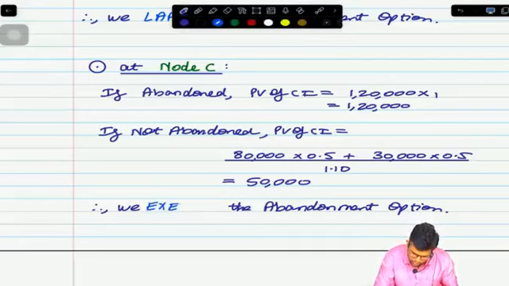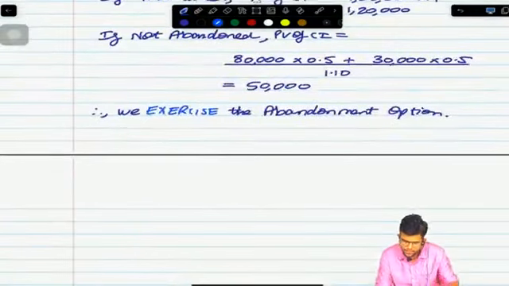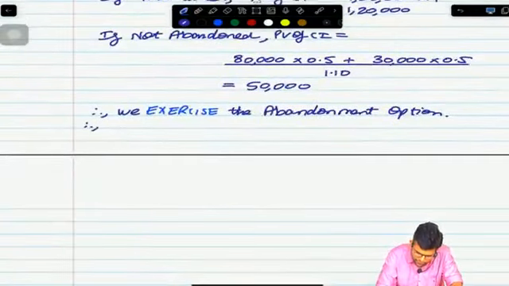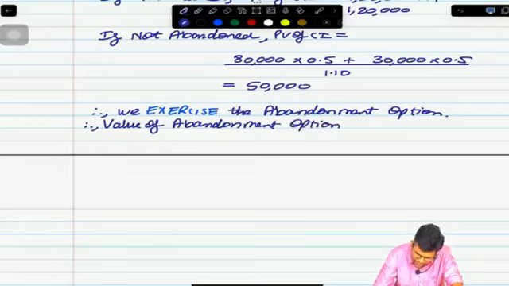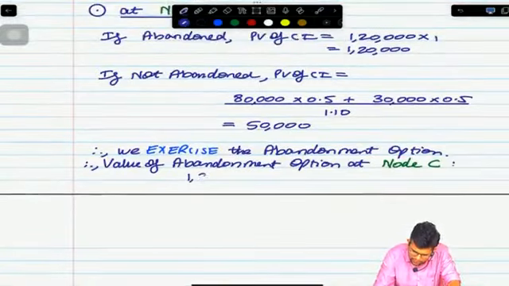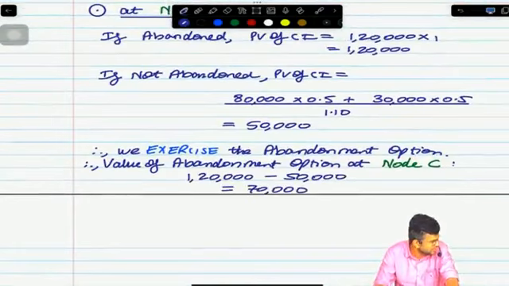So now I'm going to write something here. See if it makes sense. Therefore, value of abandonment option at node C will be, can I say the value is 1,20,000 minus 50,000, which is equal to 70,000. Is it making sense to you?